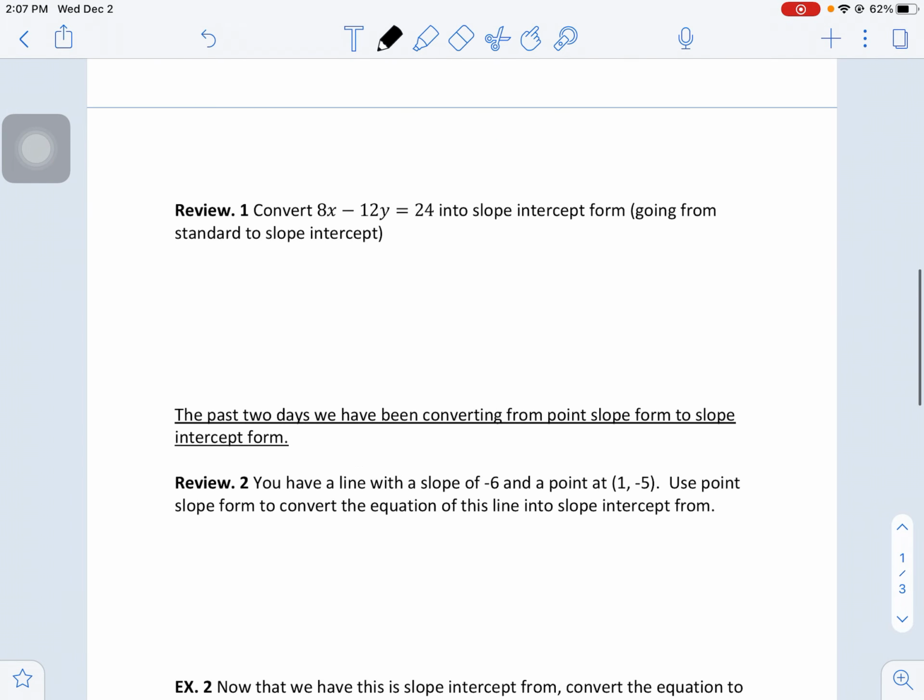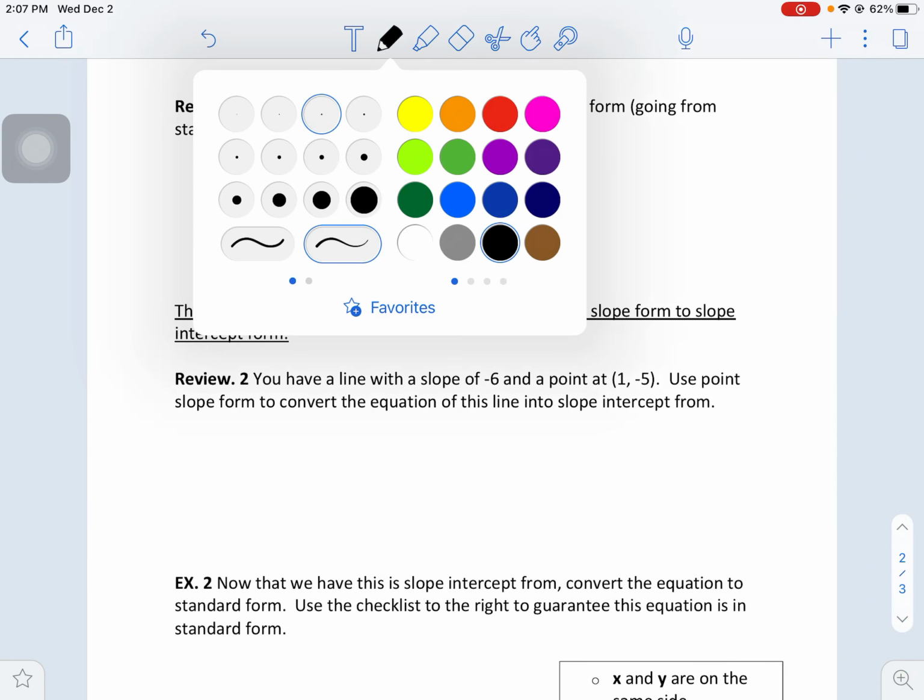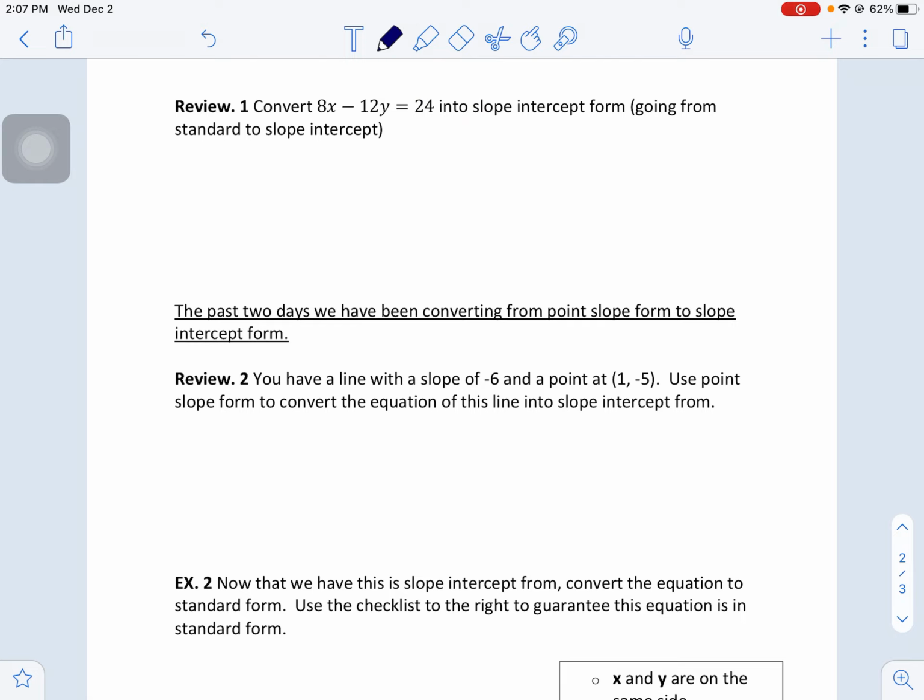So let's do some examples. Let's do a review question first. So it says, convert 8x minus 12y equals 24 into slope-intercept form. So this is going from standard form to slope-intercept. Remember, for slope-intercept, you're always just solving for y.